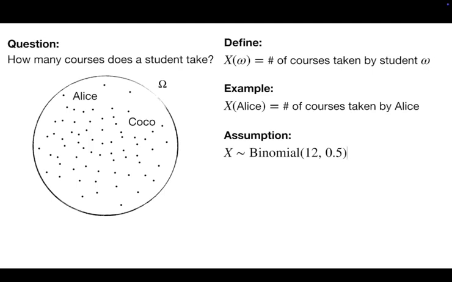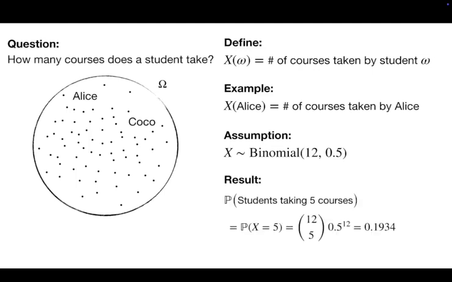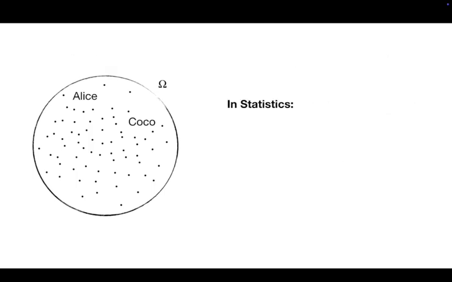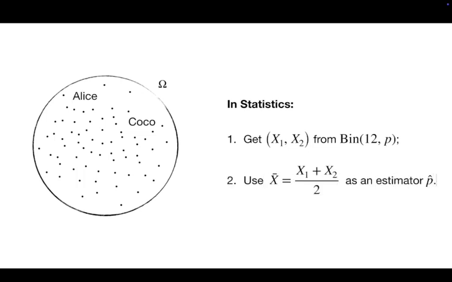Assume that X follows a binomial distribution with parameters n is 12, p is 0.5. Then we can answer this question by applying the binomial formula, like this. However, things change in statistics. Instead of just taking one X, we normally take something like X1, X2 from a binomial population where n is 12, but p is something unknown. Then we use the sample mean, X bar, as an estimator for the probability p.